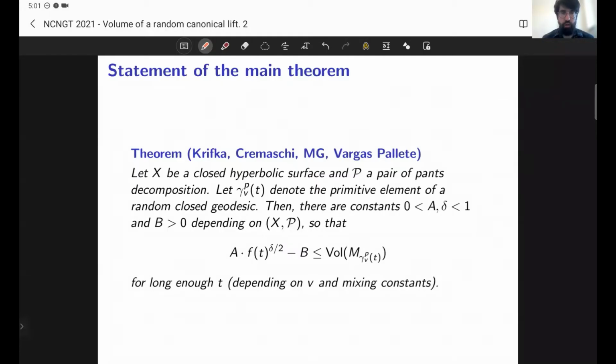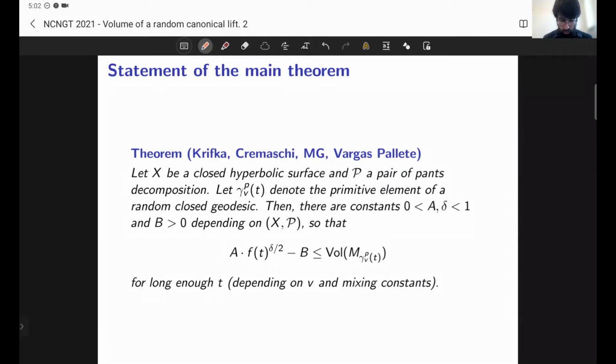Welcome to the second part of the talk, volume of a random canonical lift. In this second talk, I will be giving a sketch of the proof of the main theorem that I introduced in the previous talk. So here's the statement again. Again, this is joint work in progress with Yannick Rivka, Tom Kromasky, Franco Vargas-Payette, and myself.